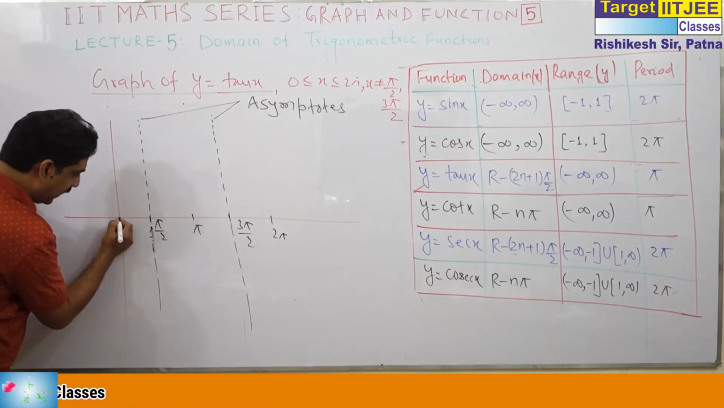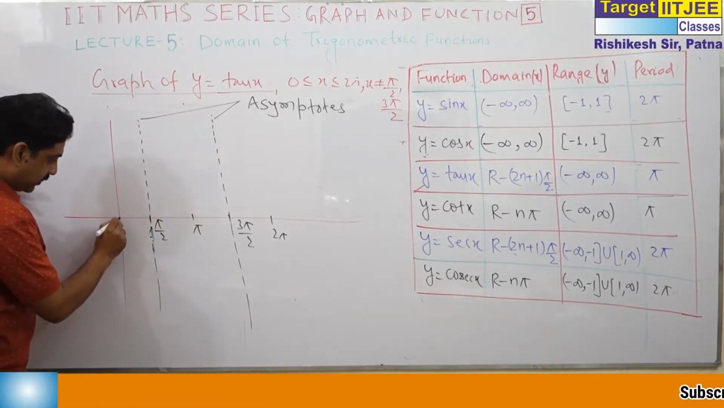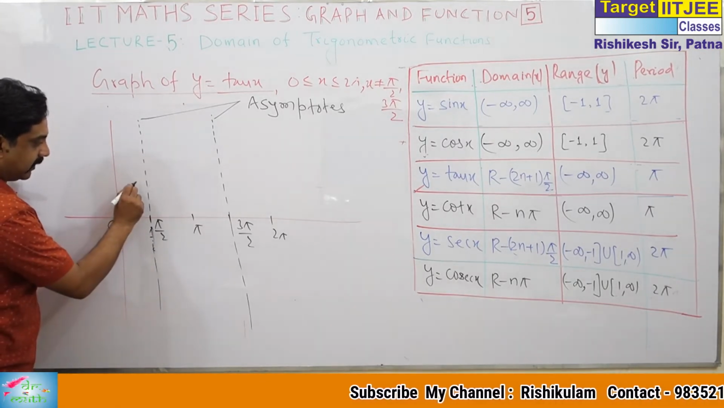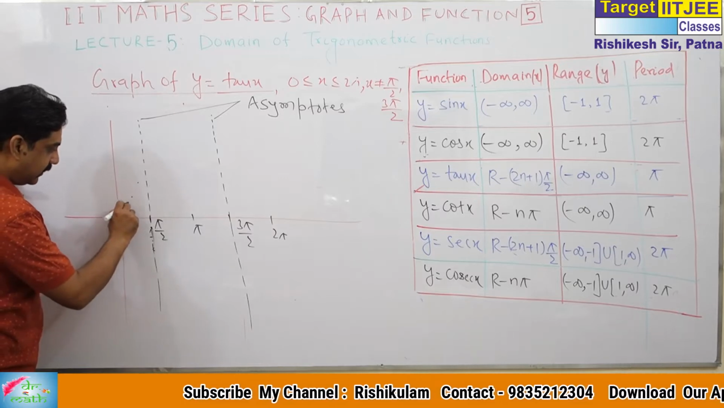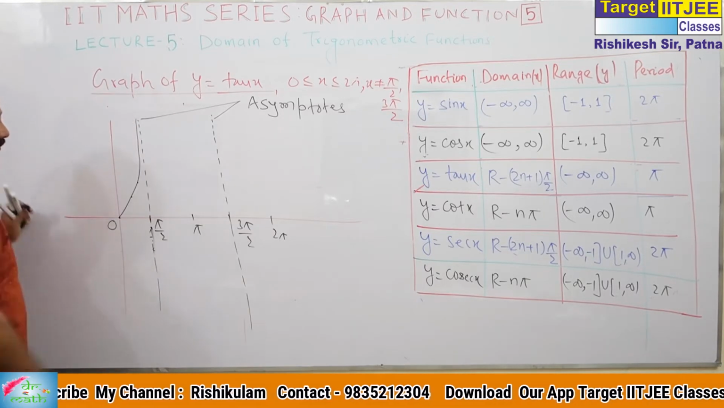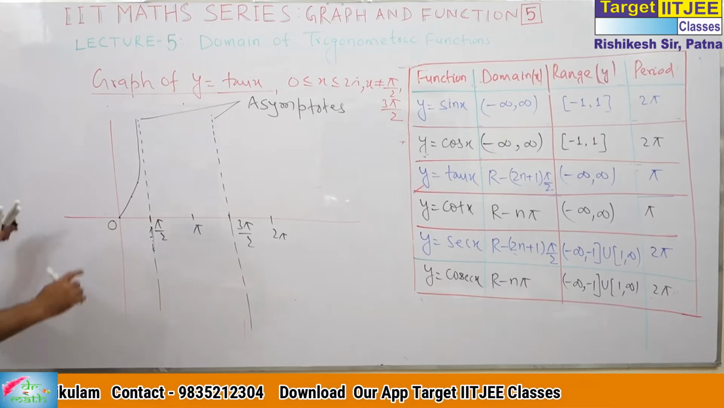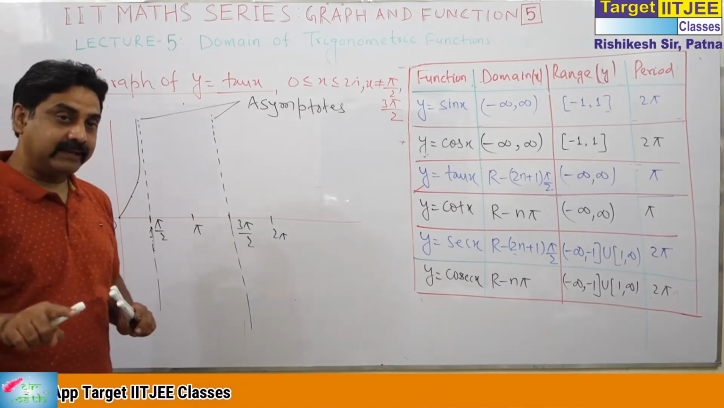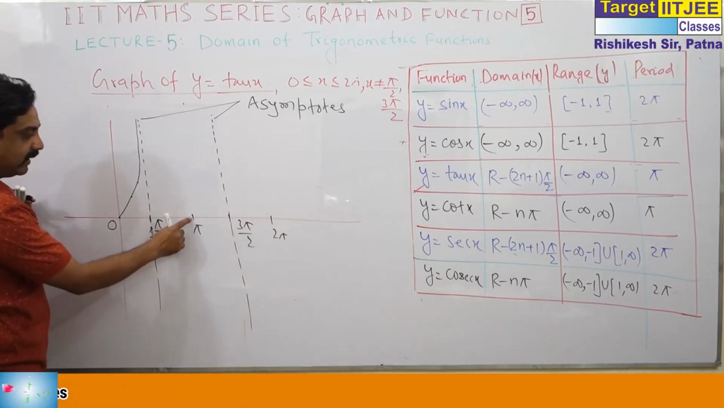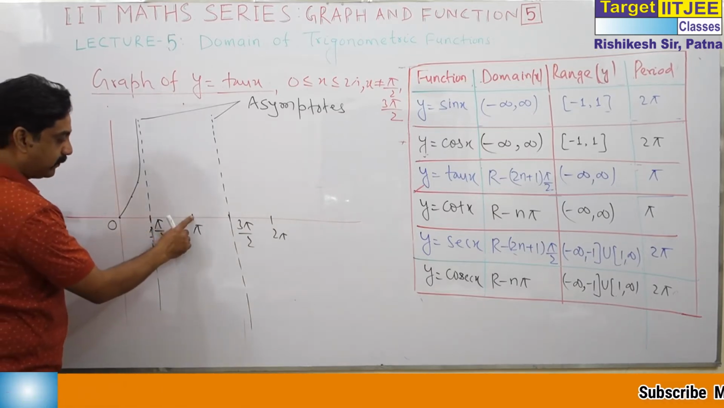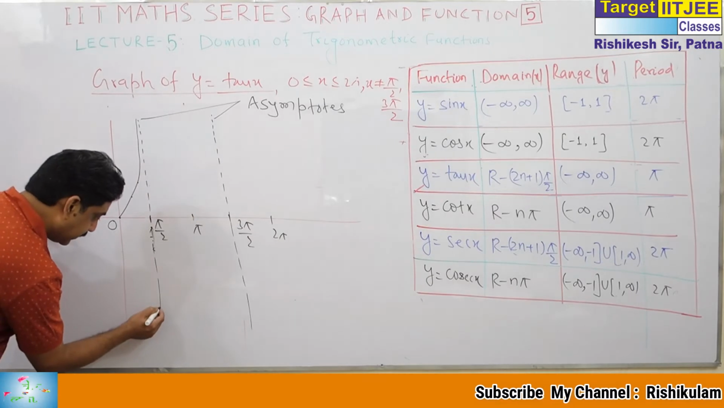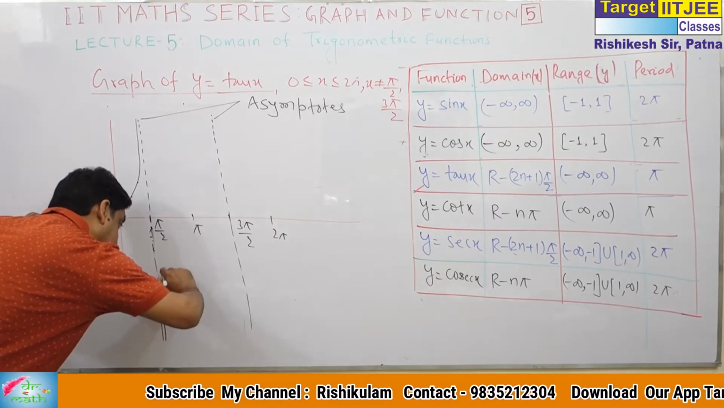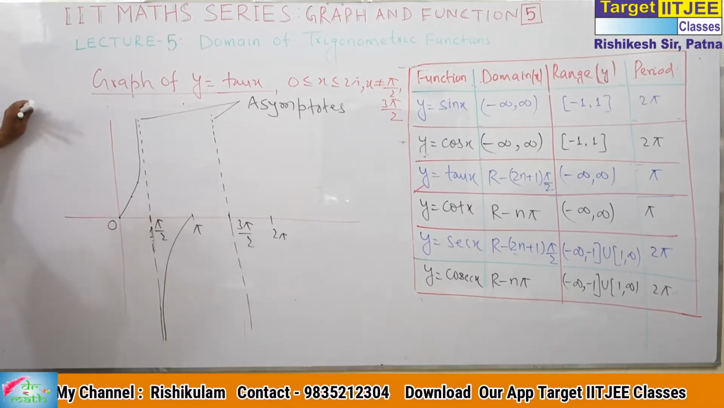What is the value of tan 0? 0. So it starts with 0. At pi by 4 it is 1. At pi by 3 it is root 3. And it is increasing up to infinity. In the first quadrant tan x is positive, so is the graph. In the second quadrant, pi by 2 to pi, tan x is negative. So in the second quadrant it starts from minus infinity and again increases up to 0 since tan pi is 0.